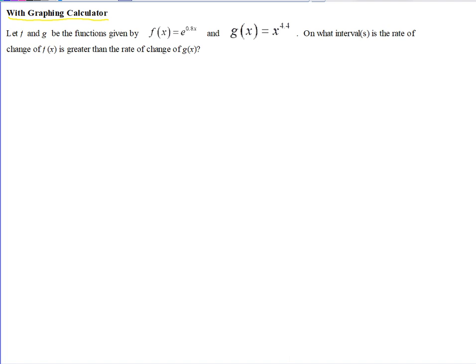So it says let f of x and g of x be functions given by these two equations. On what interval or intervals is the rate of change? Remember, rate of change, just another word for the derivative or slope. Let's say at what intervals is the derivative of f of x greater than the derivative of g of x?